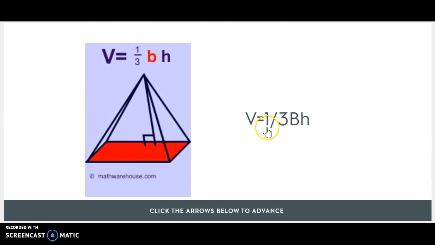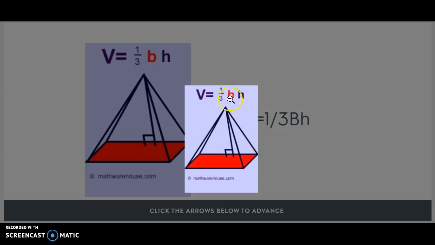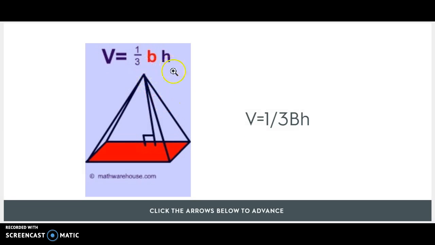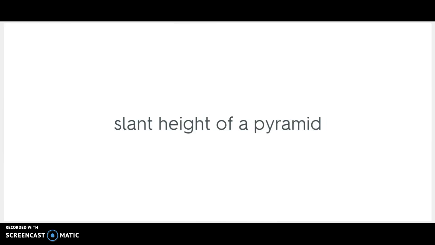And so the formula for this is 1/3 of B. And remember, capital B is the area of your base. And this right here should be a capital B. It shouldn't be a lowercase b. I should fix that. Times the height. So the height is the line that goes directly from the center down to the base and is perpendicular to it. So it's 1/3 the area of the base times the height.